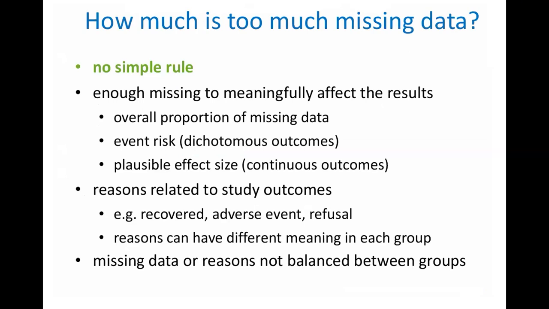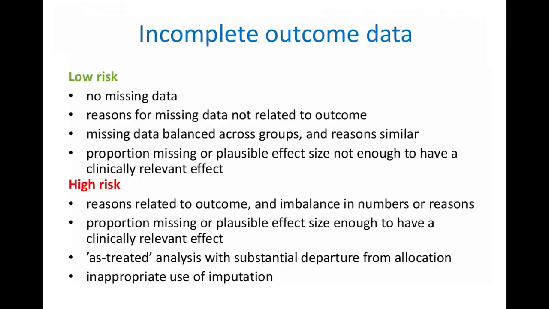So there is no simple rule like taking 10% as a cutoff. Many say 10%, many say 20%, but there is no simple rule. It should be enough missing data to meaningfully affect the result. You should consider the overall proportion of missing results, event risk for a dichotomous outcome, and plausible effect size. Results related to study outcomes may be missing because of recovery, adverse effects or refusal. You can go into more detail about how much missing data there is. Generally we take 10 to 20% as a cutoff, but there is no fixed cutoff like this; it depends on a case to case basis. Next slide.